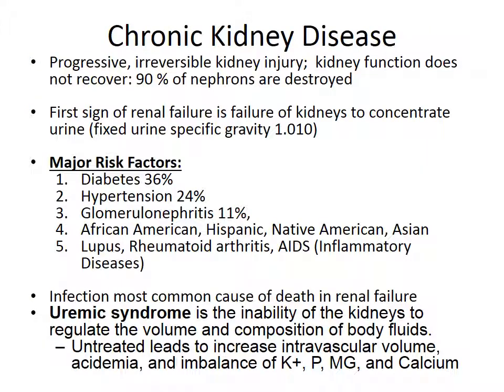Chronic kidney disease. Chronic kidney disease is a progressive, irreversible kidney injury. Kidney function does not recover, and 90% of the nephrons within the kidneys are destroyed. The first sign of chronic kidney disease is renal failure and the kidney's inability to concentrate urine. They'll have a fixed urine-specific gravity of 1.010.